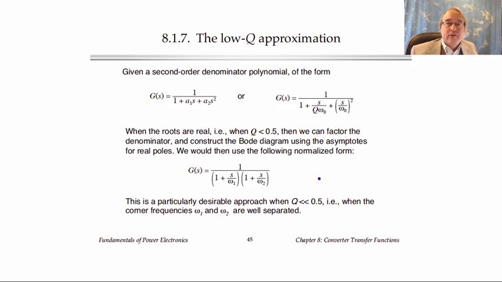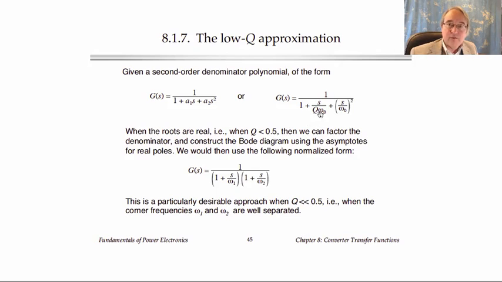In the previous lecture, we saw how to handle the case of complex poles. So we can use this standard form for the quadratic case, and how we approach plotting it then is to first work out what Q is, and if Q is greater than a half, then we have complex poles, and we can plot the magnitude and phase responses as described in the previous lecture.